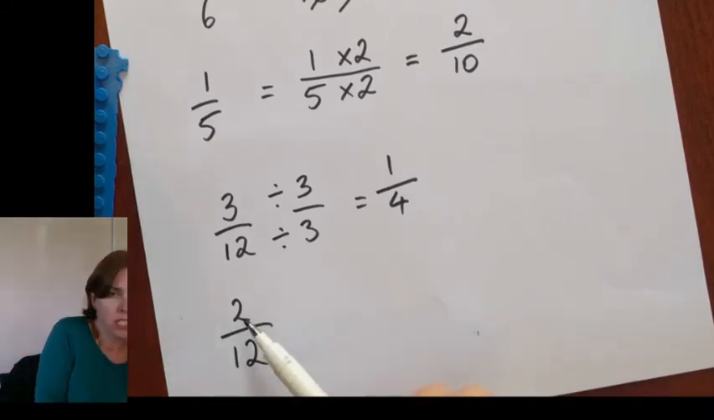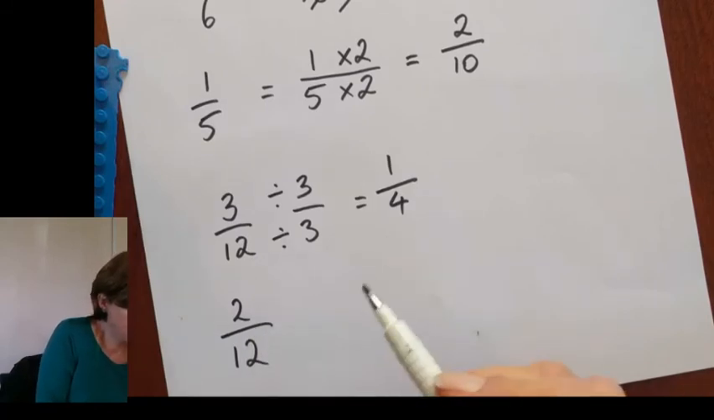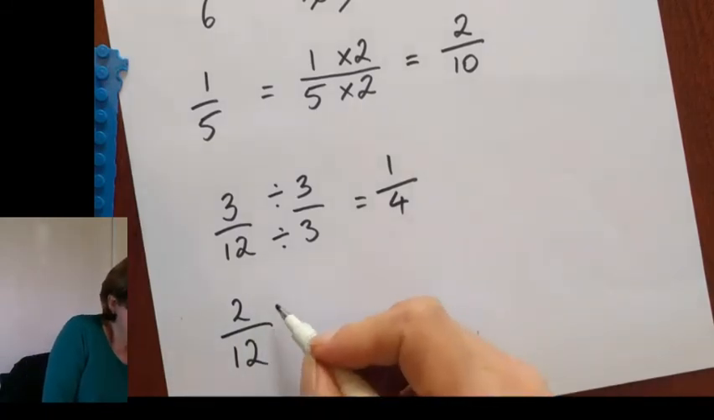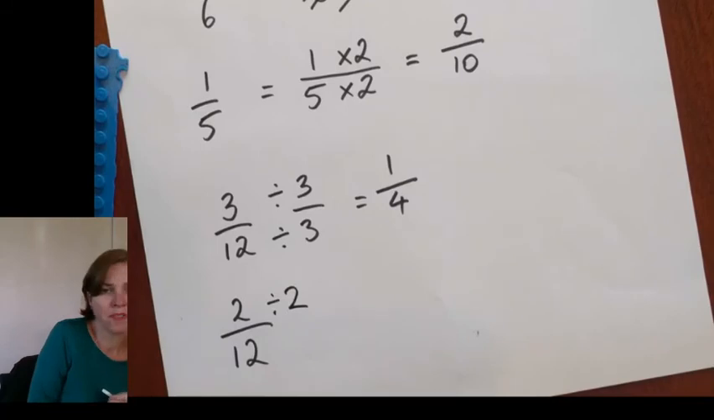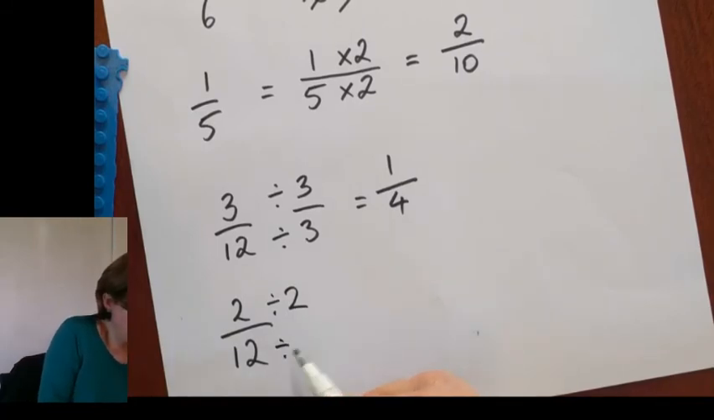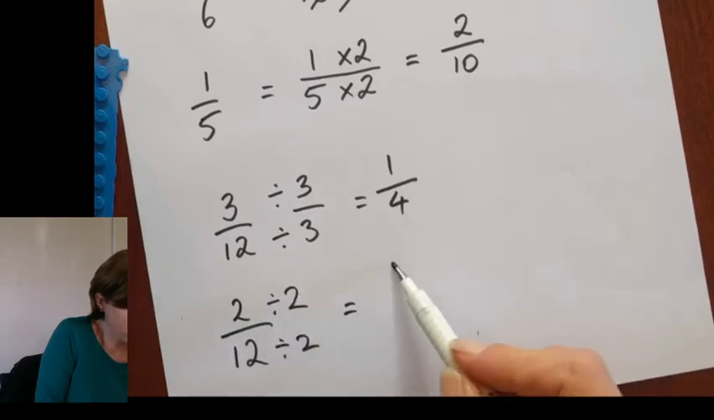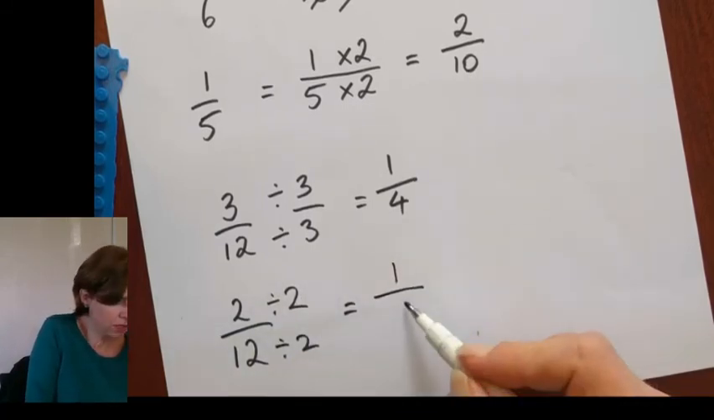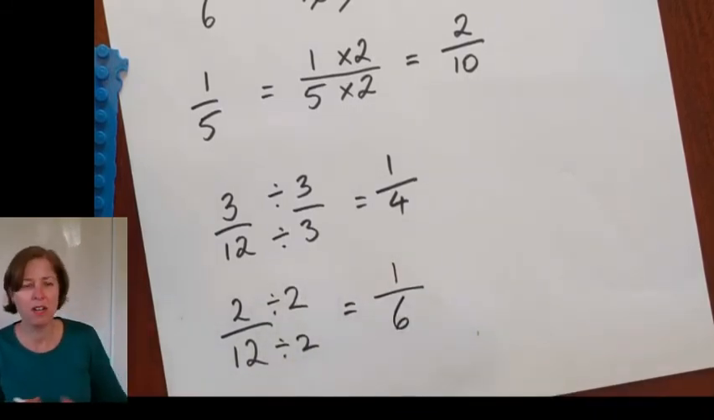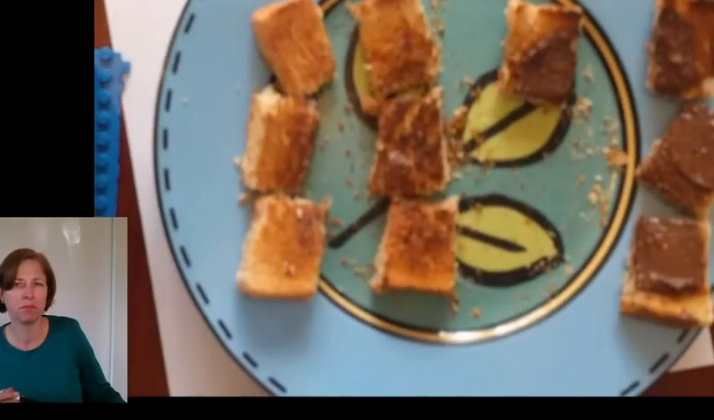So what number goes into both 2 and 12? The number is 2. I can go 2 divided by 2, and I can go 12 divided by 2, and I get a whole number each time. 2 divided by 2 is 1. 12 divided by 2 is 6. I've eaten 1/6 of my toast.